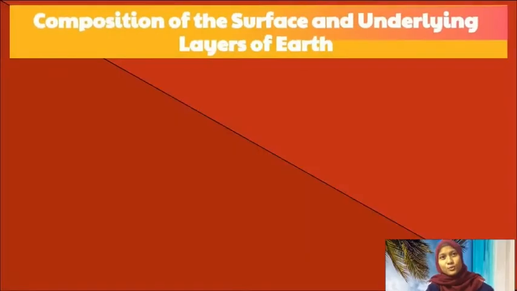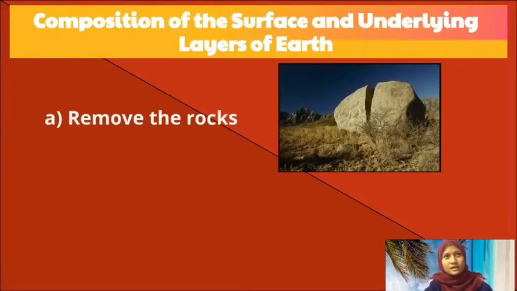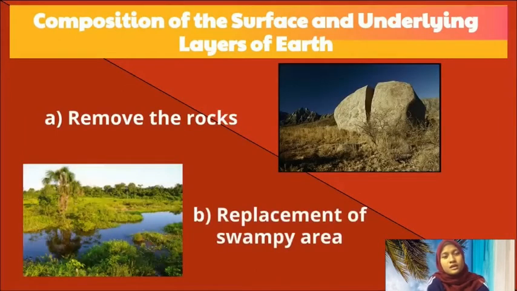Okay, next is composition of the surface and underlying layers of earth. If the place that we choose has many rocks or is at a swampy area, we need to remove all the rocks and replace the swampy area, or else it will become difficult for us to build the outdoor facilities or renovate the place.